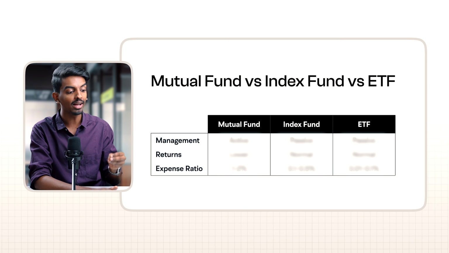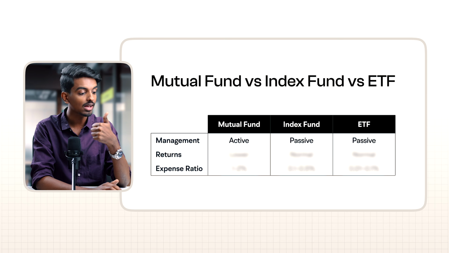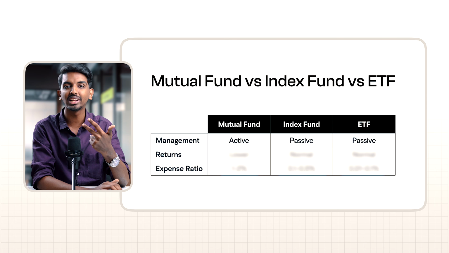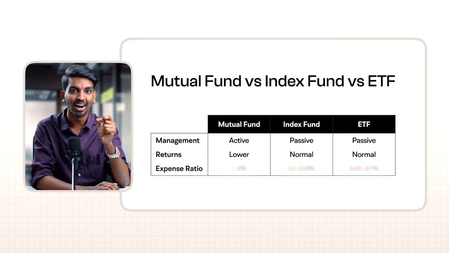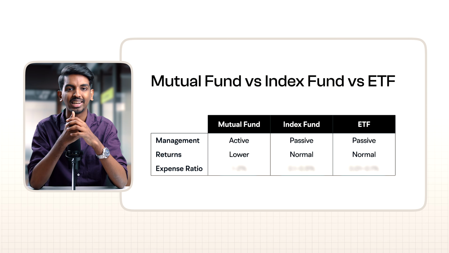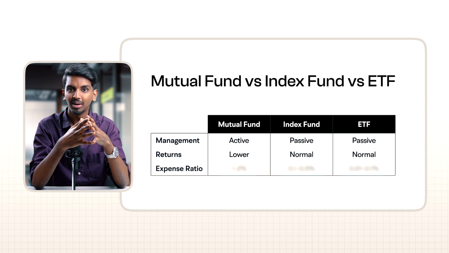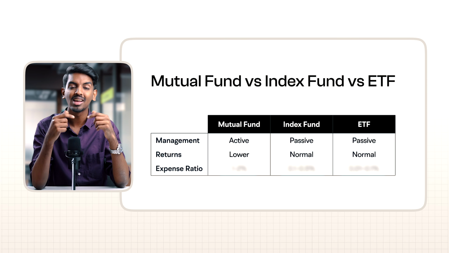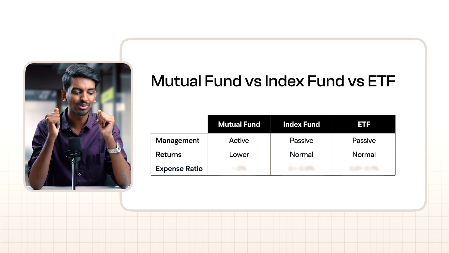So first, when you're looking at the management style, that's a key differentiation. In India, what we call mutual funds are mostly active in nature. Index funds as well as ETFs are passive in nature. Now, when we get into the next point, which is returns, you have to understand that in India, most mutual funds fail to outperform their benchmark indices. And out of all the categories, large cap mutual funds were the worst affected. If you put money into a large cap fund, it was highly probable that it won't beat its benchmark index. Right? So that's what we saw here.